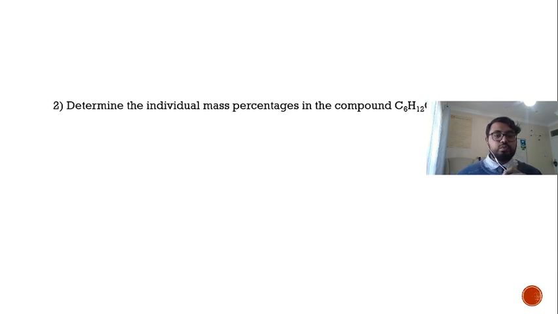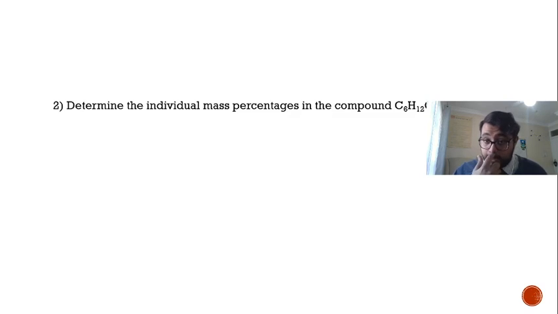Okay, we're going to do one more example for mass percentage, and this one says determine the individual mass percentage in the compound C6H12O6. Now, for most of you doing life sciences, you'd know that this compound is glucose, the sugar that we need for respiration, and it gives us our energy. So let's look at the mass percentages now.